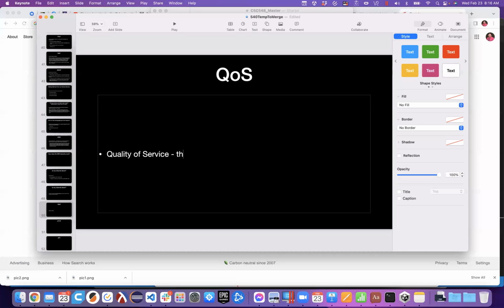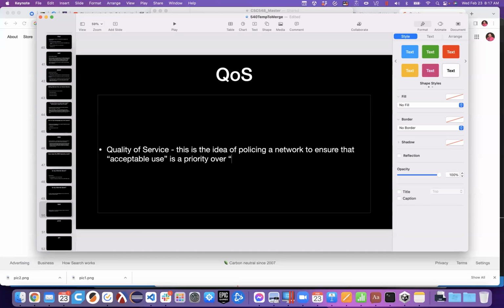And this is the idea of policing a network. In this particular context, this is what QoS means: the idea of policing a network to ensure that acceptable use is a priority over less important use applications.